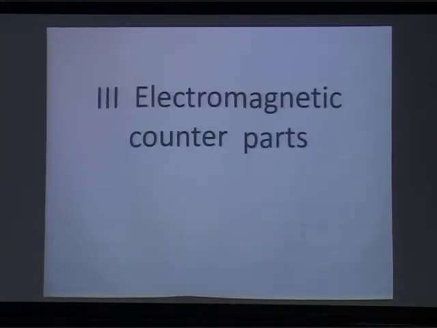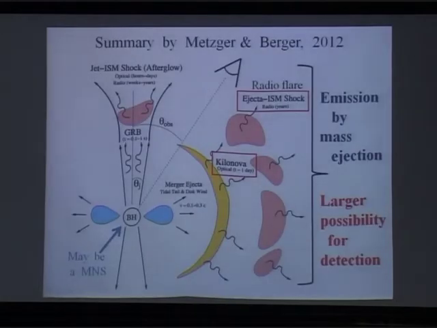Okay, so in the rest of the time, I'd like to talk about the electromagnetic counterparts of a binary neutron star merger and black hole neutron star binary, because it's a fairly new topic in this field. This is a summary of electromagnetic counterparts of a binary neutron star merger described by Metzger and Berger last year.